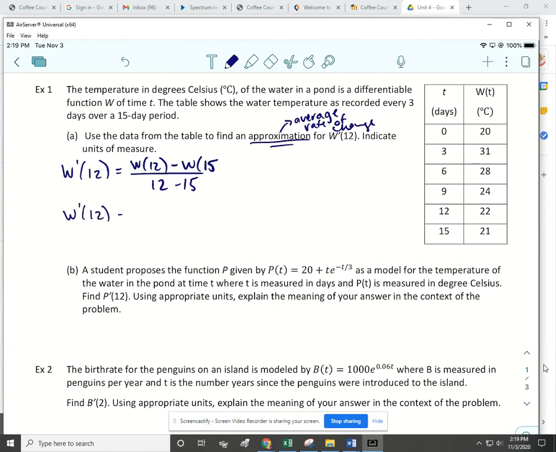All right, so that is going to be, according to the table, 22 minus 21 over negative 3, or an approximation for it is negative 1/3. All right, and then we're going to indicate our units. So we would take the degrees Celsius and divide it by days. Or it should be per day, not per days.